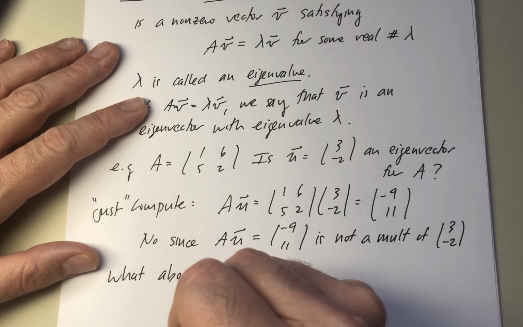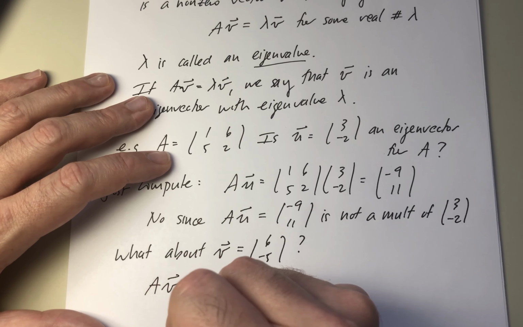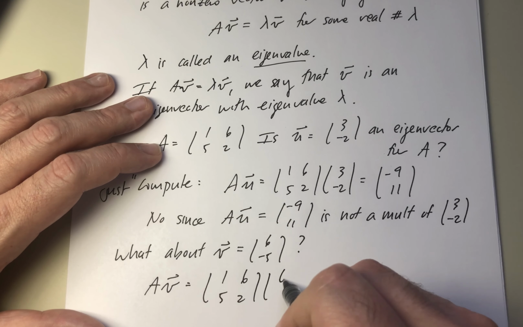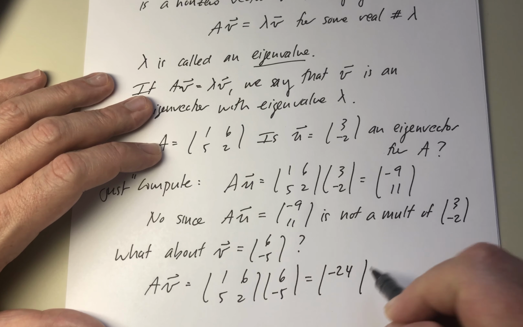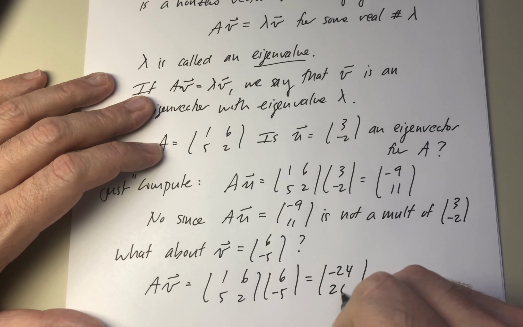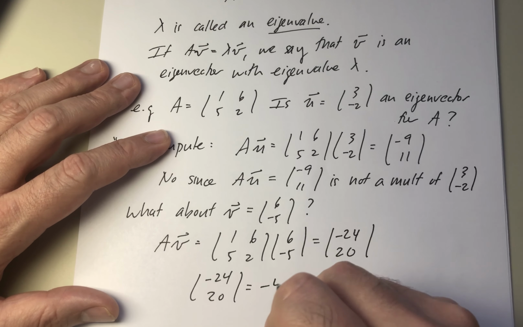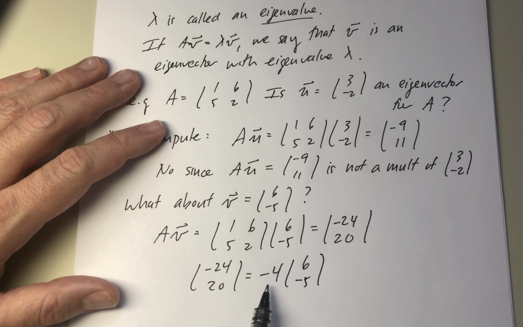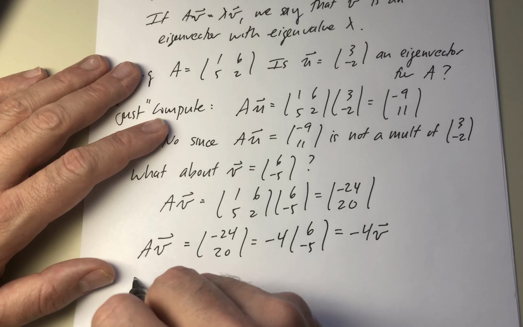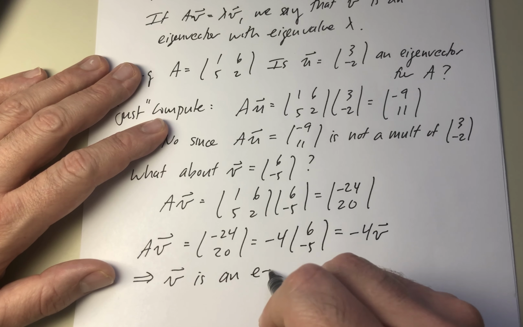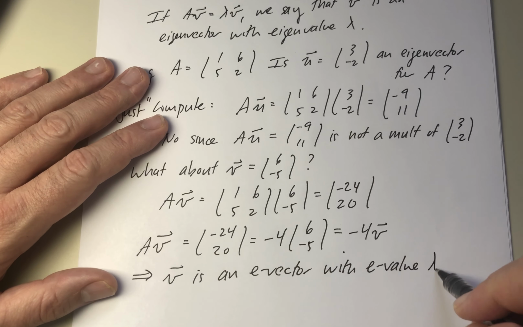What about, just to show you another example, v equals (6, -5)? Let's take A times v. That's [[1, 5], [6, 2]] times (6, -5), which is 6 minus 30, which is minus 24, and then 30 minus 10, which is 20. So minus 24, 20 indeed is minus 4 times (6, -5). So Av is minus 4 times v, which implies that v is an eigenvector with eigenvalue lambda equals minus 4.